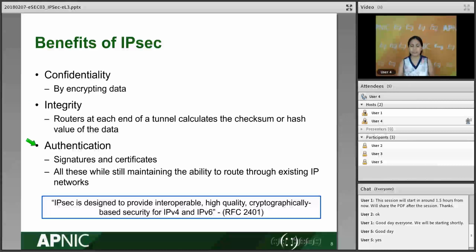The last one in this list is authentication. So it's all about signatures and certificates, right? How do you exchange data? You have to be able to authenticate with that machine, either remote device to machine or router to router, same thing. You should be able to verify and authenticate that that machine can actually send data. So this is also done in IPsec via authentication.